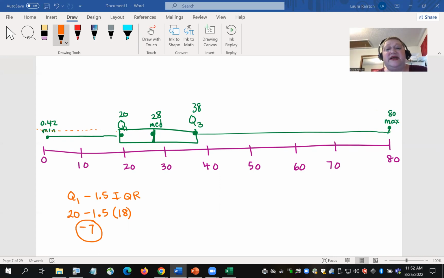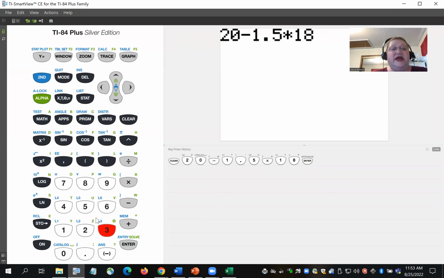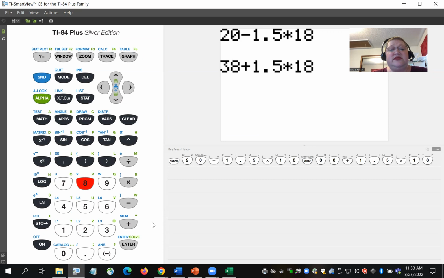Then on the other side, we would have Q3 plus 1.5 times IQR. So Q3 is 38 plus 1.5 times IQR, which is 18. Again, use your calculator. I don't expect you to do it in your head. 38 plus 1.5 times 18. And I see the chat, 65. Very good, Joey.